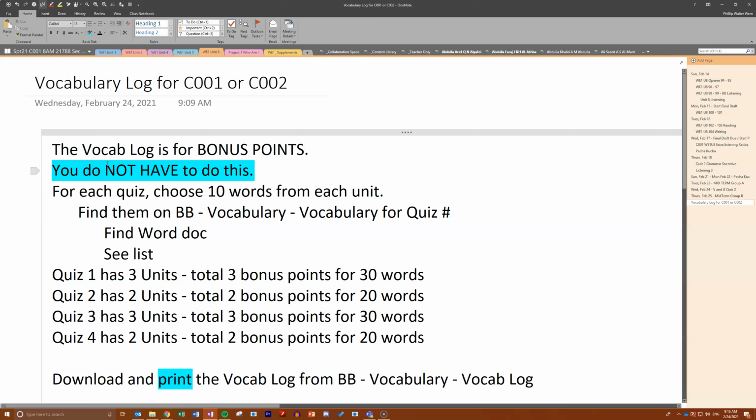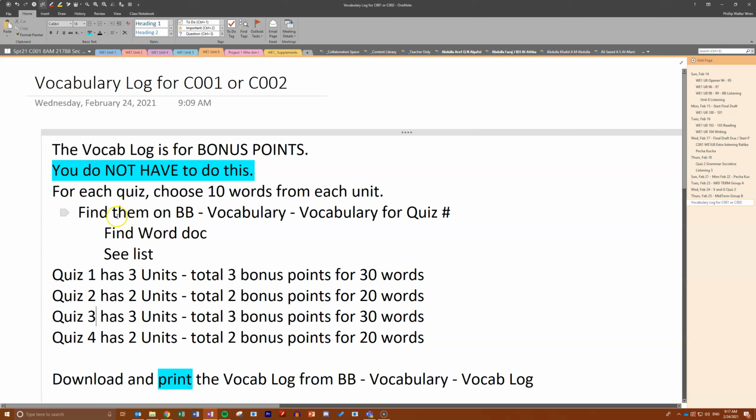To get the bonus points, you need to choose 10 words from each unit for that quiz. Quiz 1 has 3 units for a total of 3 bonus points when you do 30 words. Quiz 2, there are 2 units of vocabulary. You can get 2 bonus points for 20 words. Quiz 3 has 3 units, a total of 3 bonus points for 30 words. And Quiz 4 has 2 units, a total of 2 bonus points for 20 words.